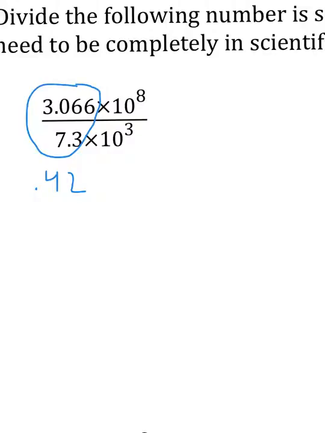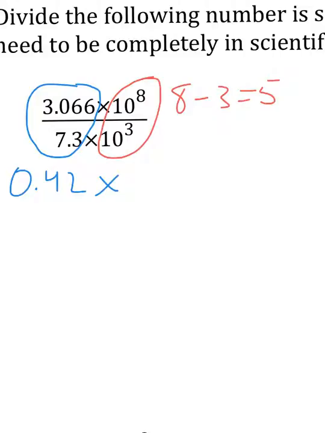Okay, and now we're going to divide our exponents, right? So we'll have 10 to the 8th divided by 10 to the 3rd. Because we're dividing, we subtract our exponents. So we have 8 minus 3, and that gives us 5. So we'll end up with 0.42 times 10 to the 5th. But we are not quite in scientific notation yet, right?